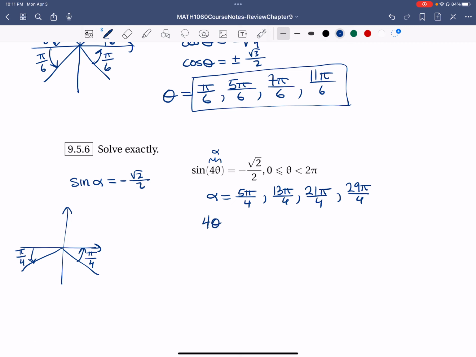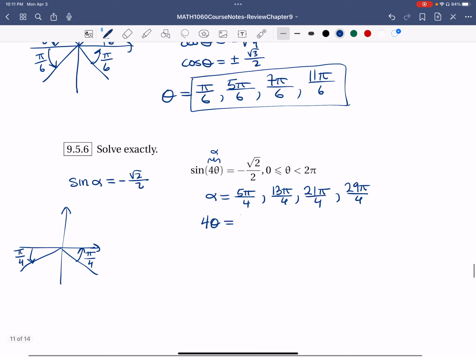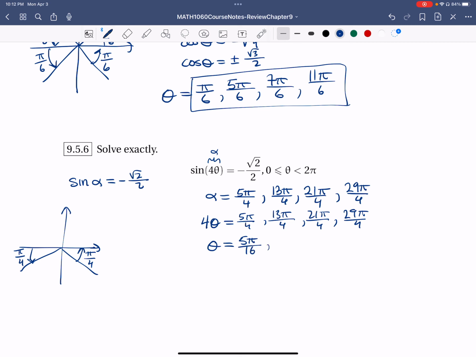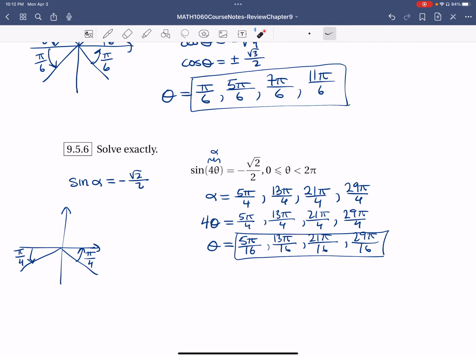Okay, so we have theta then. 4 theta is equal to each of these, right? And so I'm going to have 5 pi/4, 13 pi/4, 21 pi/4, and 29 pi/4. And now to get theta, I just need to divide each of those by 4. So I'll get 5 pi/16, 13 pi/16, 21 pi/16, and 29 pi/16. And those are my 4 solutions coming from that first angle, 5 pi/4 for alpha.